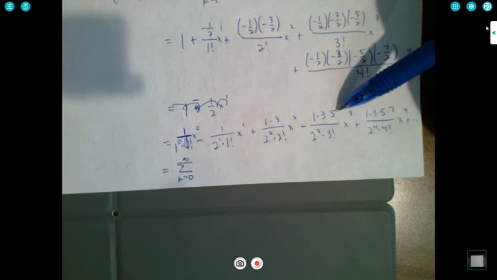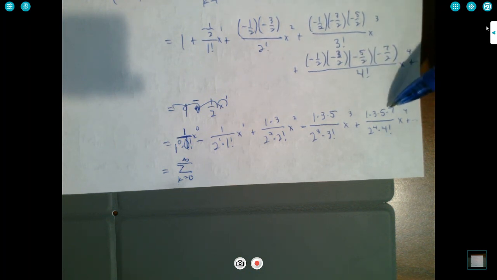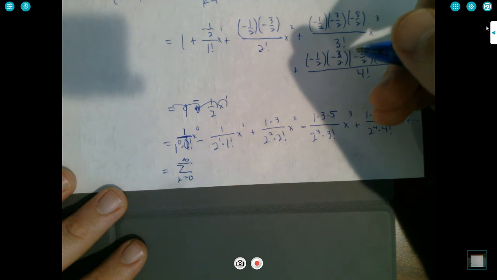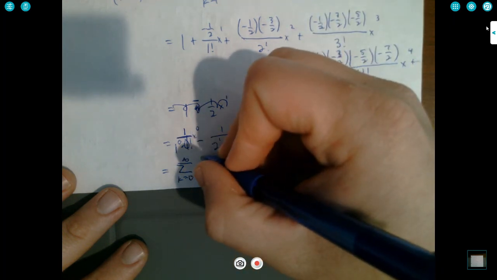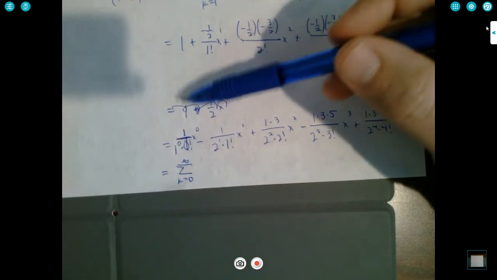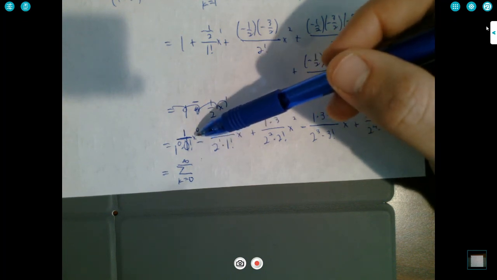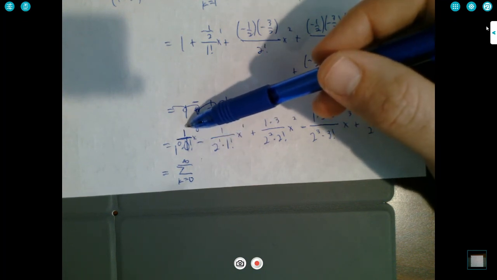2 times k minus 1, right? Because here k equals 3, 2 times k is 6, 6 minus 1 is 5. Here k equals 4, 2 times 4 is 8, 8 minus 1 is 7. So I think you stop at 2 times k minus 1. Oh, and that's where it breaks down here on this first one, right? Because if I do this for k equals 0, then I would get a negative 1, wouldn't I?